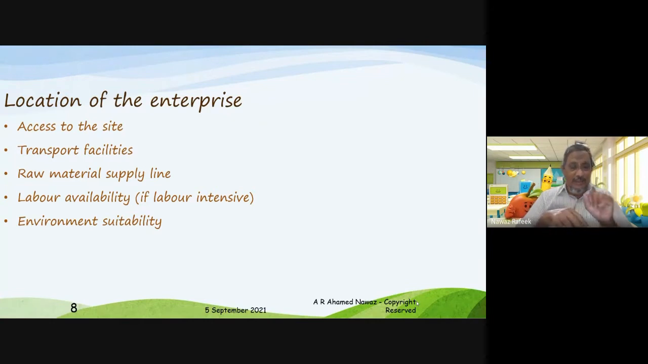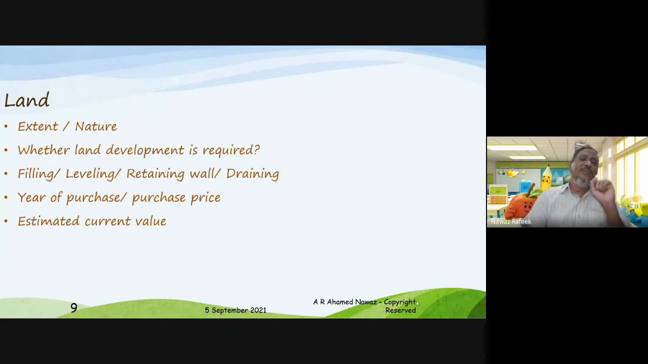Then another factor is being close to a school, a government organization, or an airport. Think twice, because whenever they want to expand those places, that land may be acquired by the government. This has happened in a number of areas. So basically, you have to see what the suitability is.